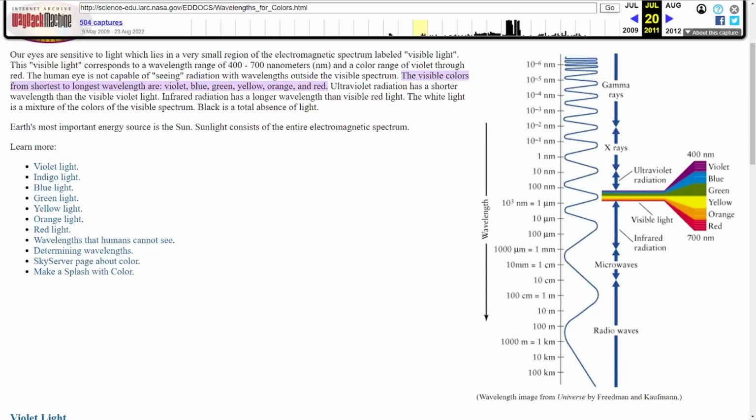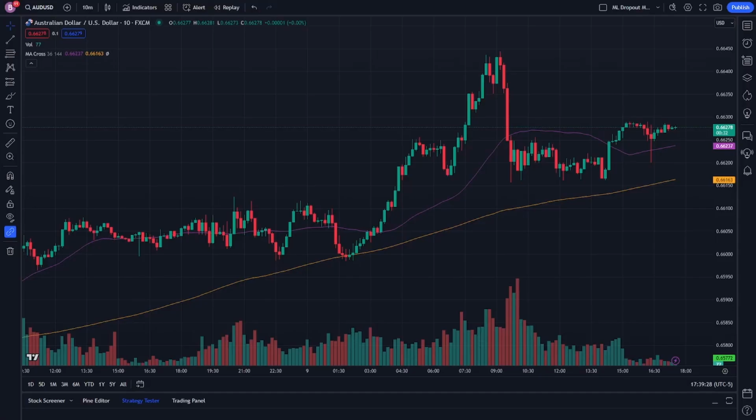Now, getting into how I chose to color the short moving average versus the long moving average, I did it using the wavelength spectrum. If you think about light, short wavelength light tends to be more of a violet blue, and long wavelength light tends to be more of an orange red. That's how I did the moving averages. So when we look at the chart, the violet is going to be your short-term moving average, and the orange is going to be your long-term moving average.